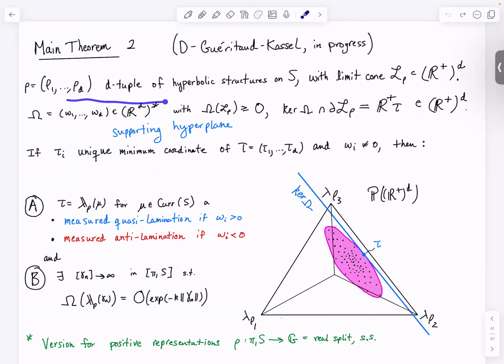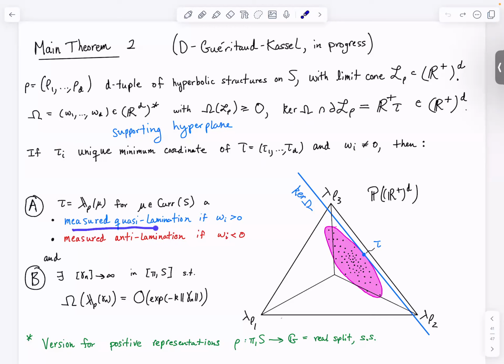So again, I have a d-tuple of hyperbolic structures. Its limit cone is L. I have a supporting hyperplane omega, supporting the cone along a single ray tau. So if we look at tau as a vector and pick out its unique minimizing coordinate, supposing that exists, and the corresponding coordinate of omega is not 0, then again we can say something about the type of geodesic current that realizes this point on the boundary.